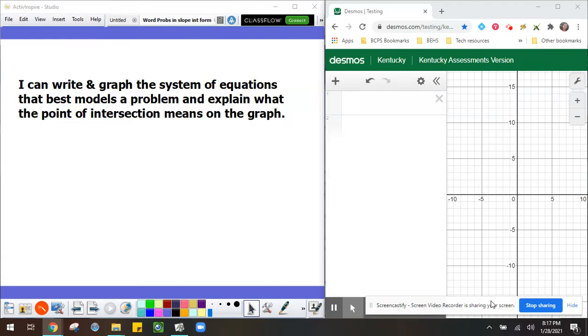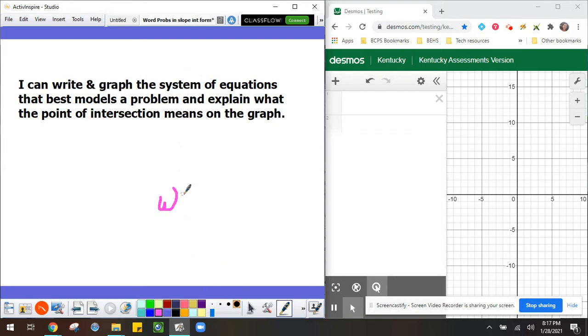Hello, Algebra 1 students. I hope you're having a great day, and I hope that you have been understanding our lessons in this unit so far, graphing systems of equations. So far, you have practiced graphing single lines and graphing a system of two lines to check where they intersect. Today, we're going to be dealing with everyone's favorite word problems.